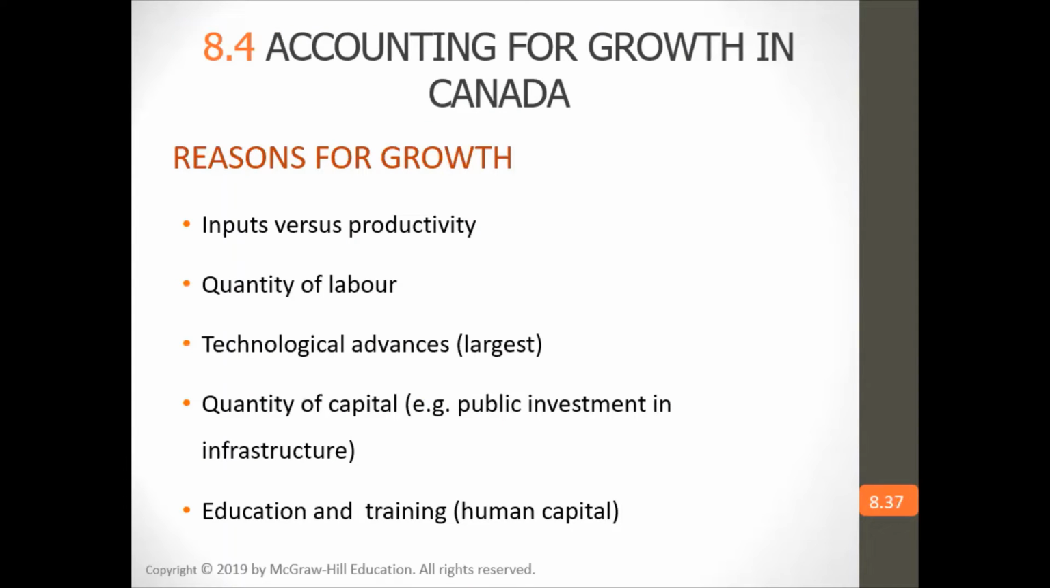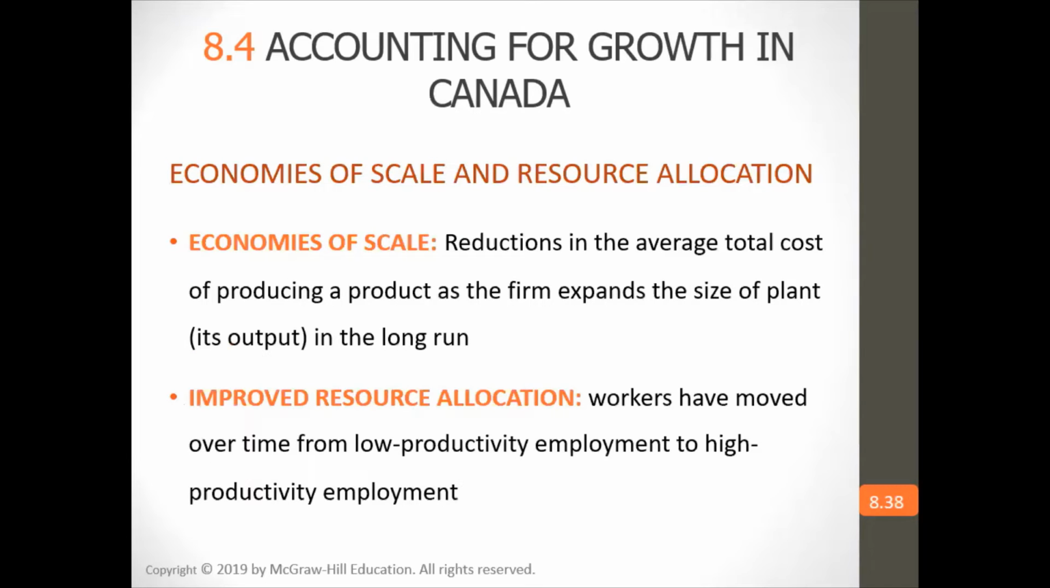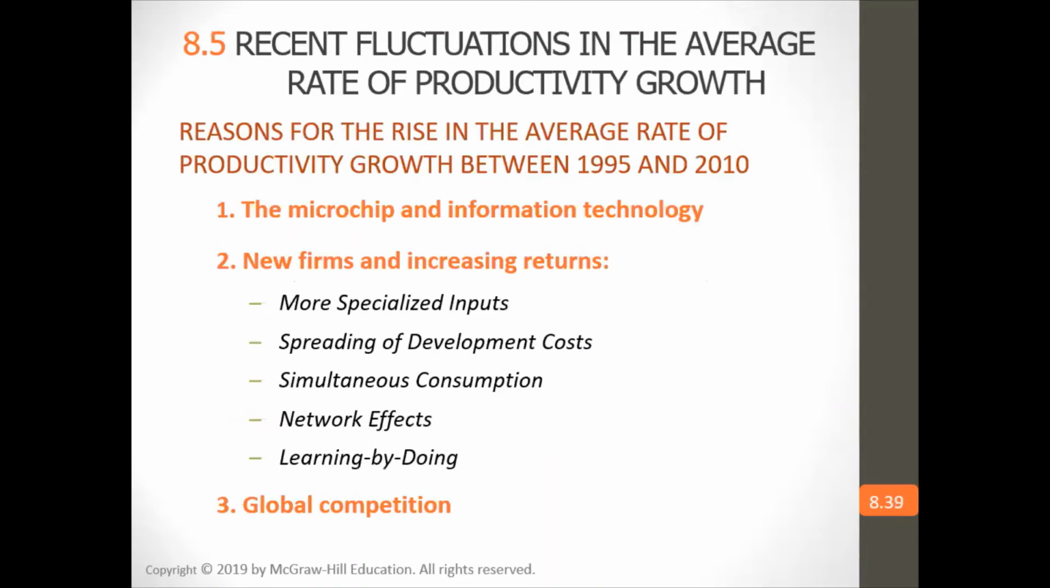So growth happens through technological advancements. That's the largest way to grow an economy. Quantity of capital, education, and training. The economy grew by a large amount from 1995 to 2010 because of microchip and information technology, specialization, spreading of development costs, simultaneous consumption, network effects, learning by doing, and global competition.